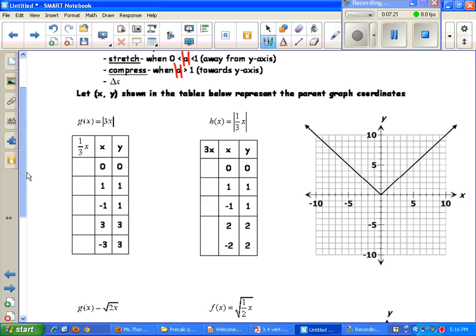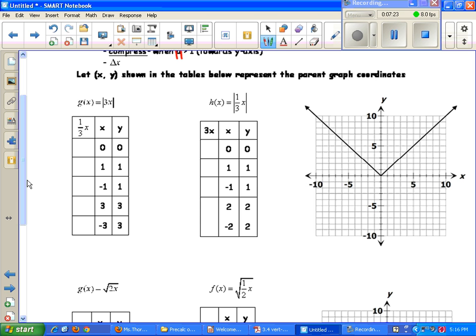So let x and y, that's already shown in the tables below, represent our parent graph. So this is the parent coordinates, and this is the parent coordinates. And what is our parent function? So our parent function is over here, which is y equals the absolute value of x. So for this first one, we have a 3. So we said that if our a value is greater than 1, I know it's going to be a horizontal compression by a factor of 1 over our a value. So in this case, 1/3.